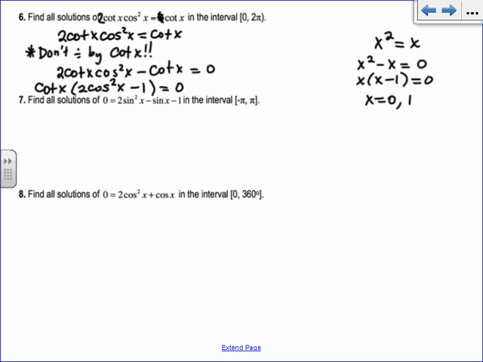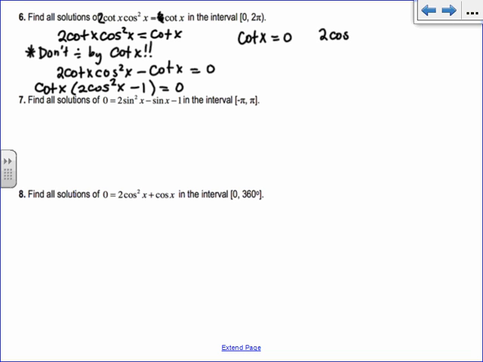So I pulled out the common factor, cotangent of x. So I have 2 left, and I have a cosine squared, so 2 cosine squared, and then I have the 1 left, right? Does that make sense? So now I want to set both of those equal to 0. So I'm going to have cotangent of x equals 0, and I'm going to have 2 cosine squared x minus 1 is equal to 0.